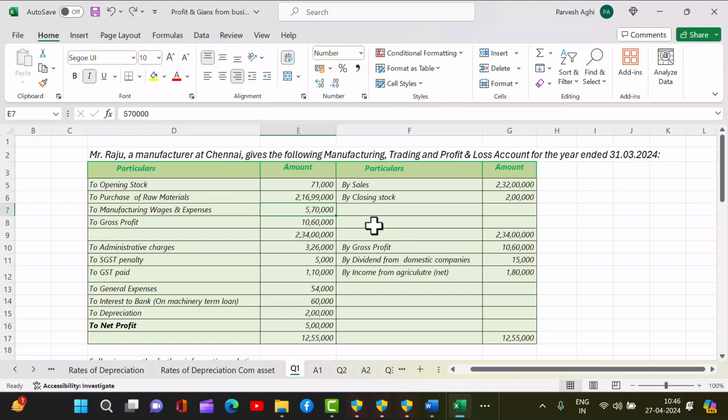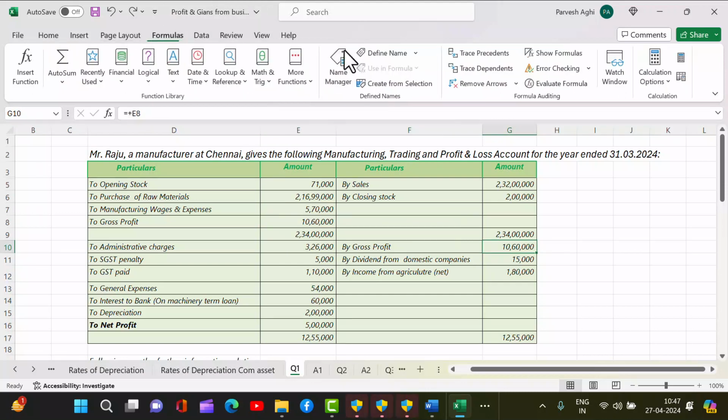And like this, the gross profit which is coming here is also being repeated here. You can use this, because this will be available to you in your exam. So you can always open up this Excel sheet while you are solving your question. Now this is the profit.